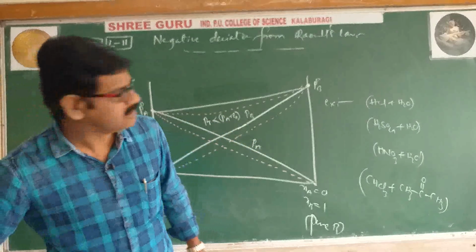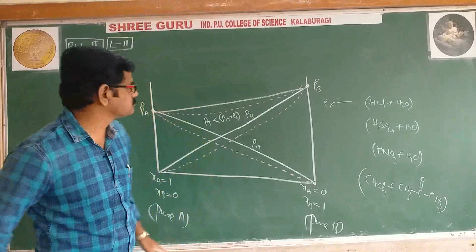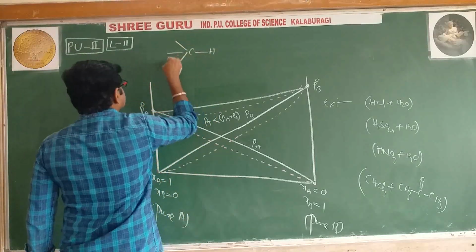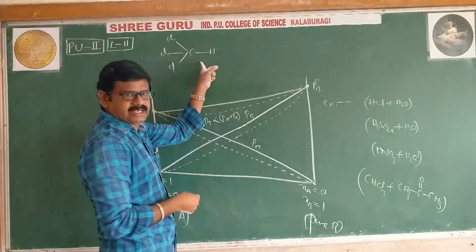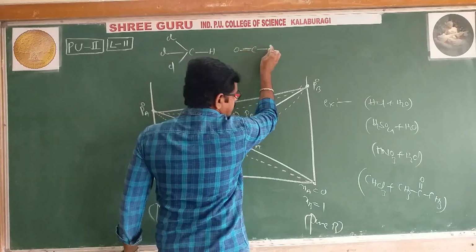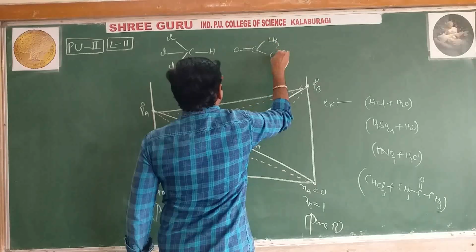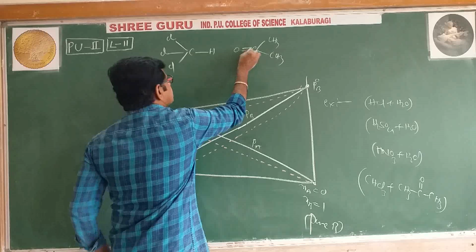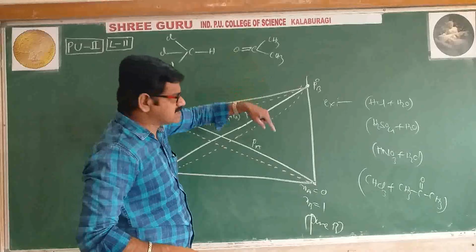It is important. See here, chloroform and acetone. CHCl3, chloroform as it is written here, and acetone, C double bond O, CH3, of course it is acetone, doesn't matter. Now it is component A, component B, and we are discussing negative deviation.